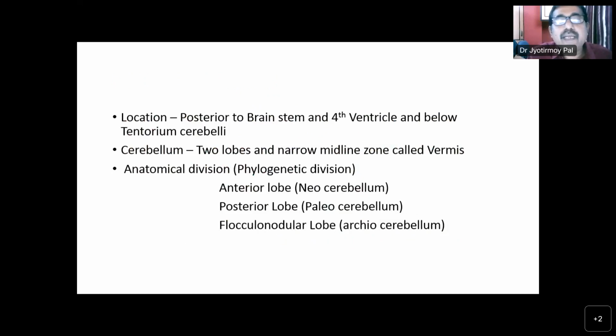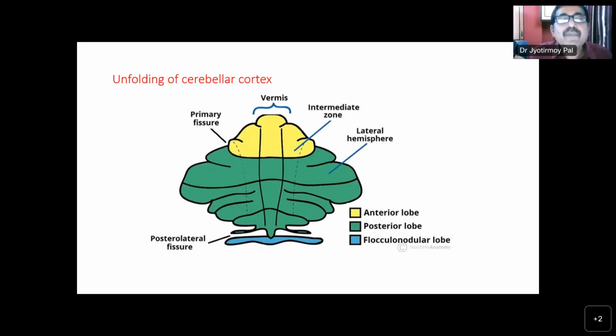Again, anatomically and phylogenetically, it has three parts. If you go from the primitive to the newer development, first is the flocculonodular lobe, the very primitive lobe of the cerebellum, called archaeocerebellum. Then comes the posterior lobe, called paleocerebellum. Then comes the anterior lobe, the neocerebellum. So phylogenetically, it is divided into three parts. You see, this is the flocculonodular lobe, the most primitive part.